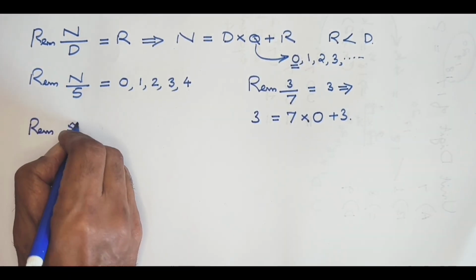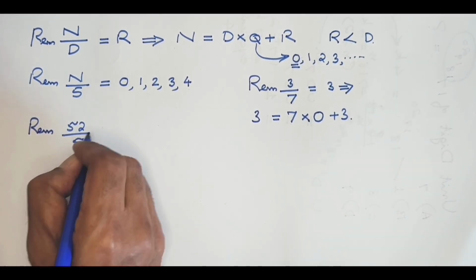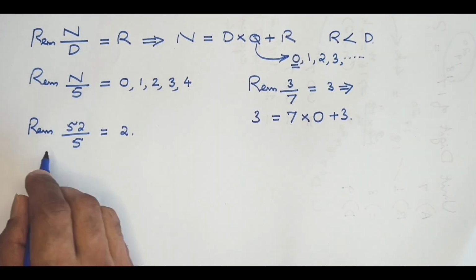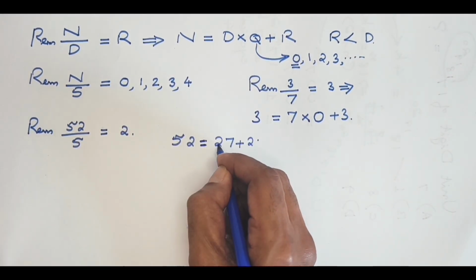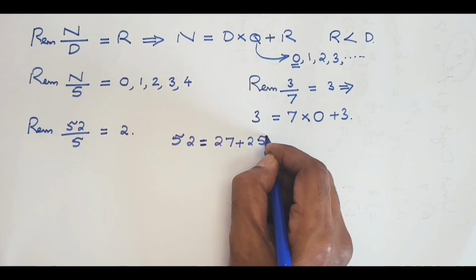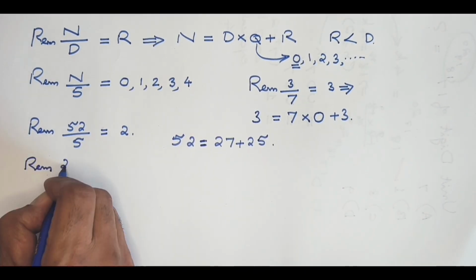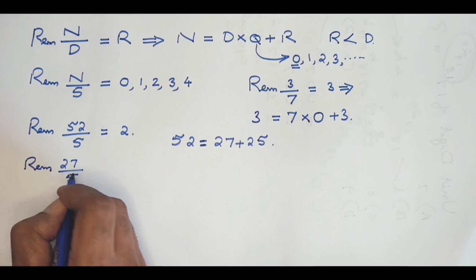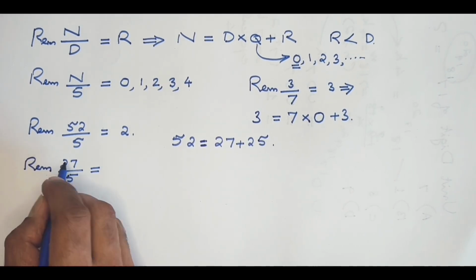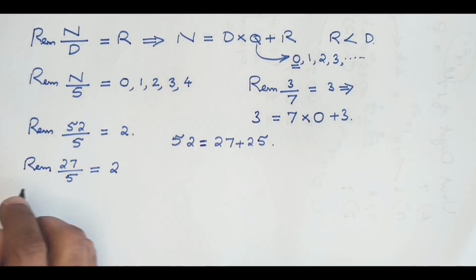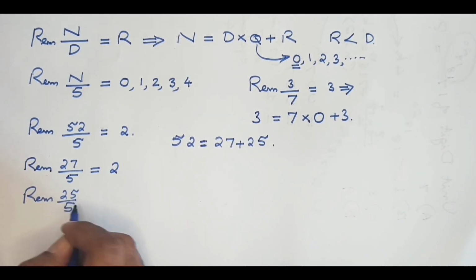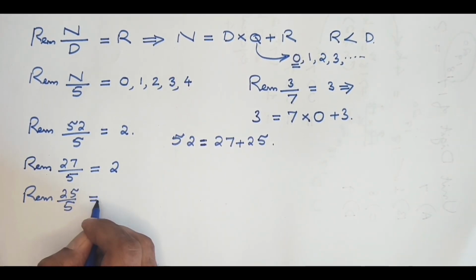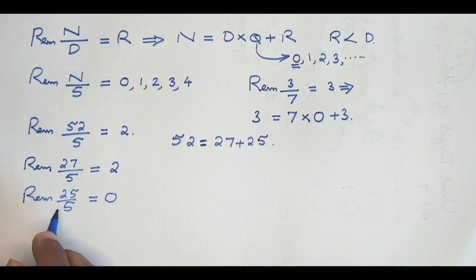Remainder of 52 when divided by 5, as you know, is 2. Let me split 52 as the sum of two numbers, say 27 and 25. Now let me find out the remainder of 27 when divided by 5. You know that it goes 5 times and the remainder is 2. Similarly, if you find out the remainder of 25 when divided by 5, what will that be? There will be no remainder, rather the remainder is 0, because 25 is a multiple of 5.